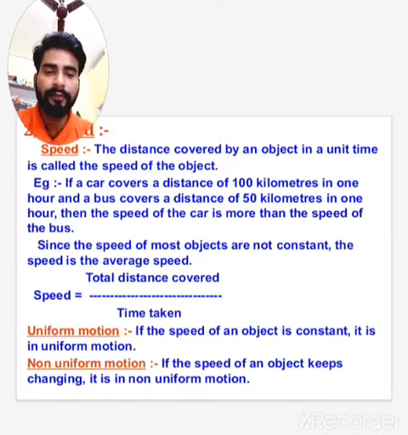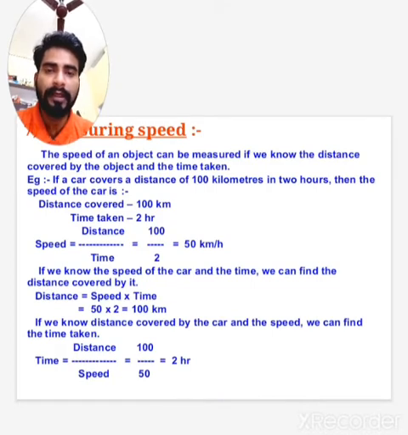After that, we can easily find the speed by using the formula distance by time, and the unit of speed is meter per second. This is the standard unit, the SI unit of speed. Other units are kilometer per hour, centimeter per second, and meter per minute. Other units we can also use, but the standard unit is meter per second. A standard unit is the type of unit which is used all over the world. So we'll use the standard unit.